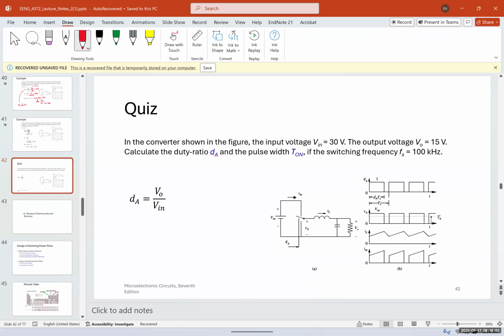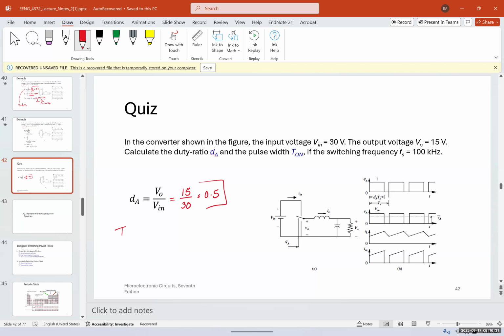So from the equation that is already provided, dA is V out over Vin, which is going to be 15, V out, over 30, which is going to be equal to 0.5. So this is for the first part of the question.